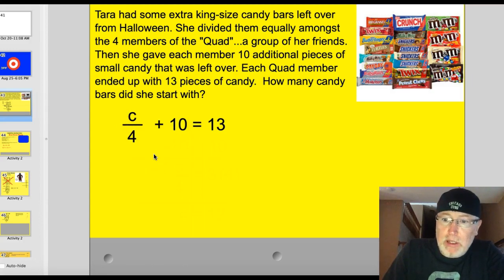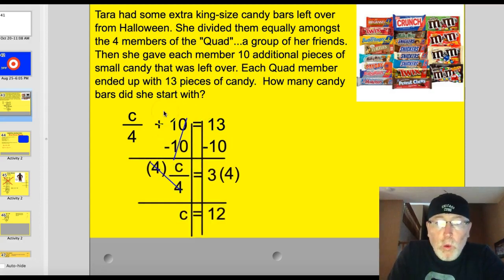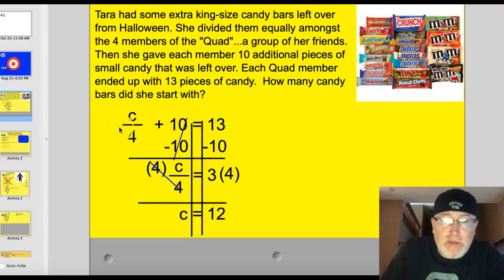So we have to take a slightly different process in doing this. Conventional wisdom would say you have to do multiplication or division first. But in this case, we are going to be actually adding or subtracting first. So let's take a look at the work. We got to get rid of the 10 on this side in the process of isolating this variable. So we subtract 10 from both sides. These 10s cross off. You end up with c divided by 4 equals 13 minus 10, which is 3.